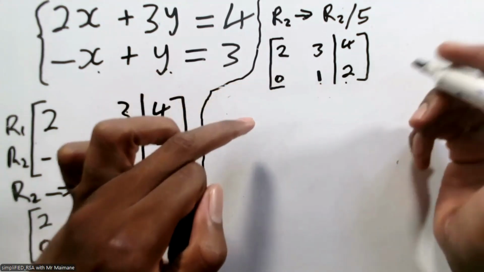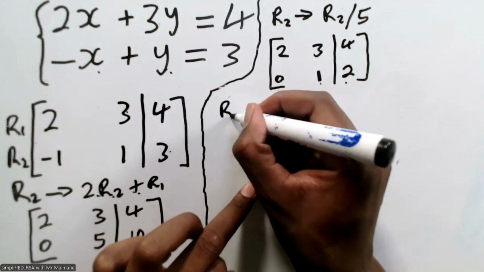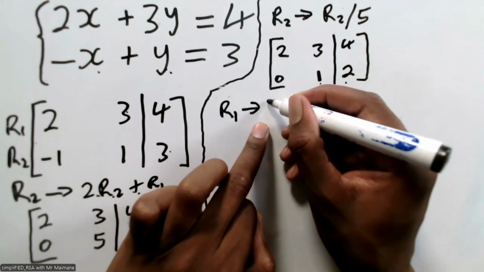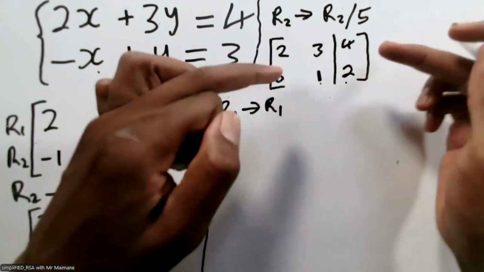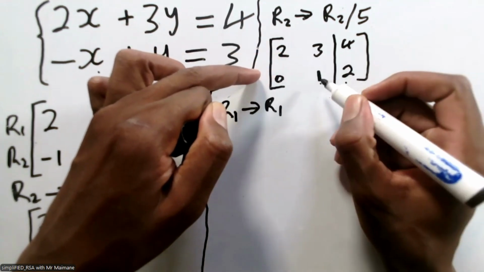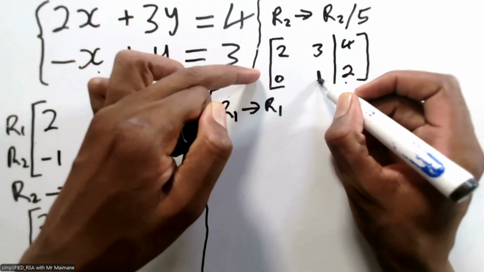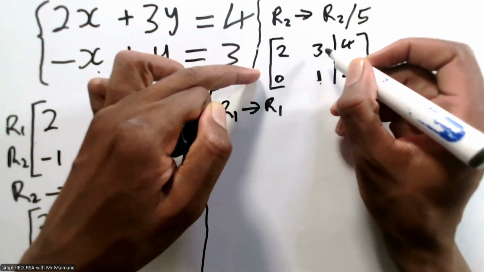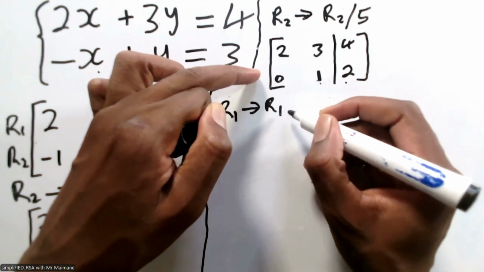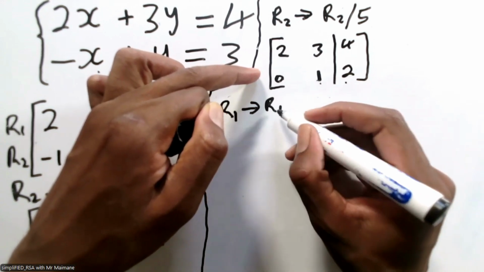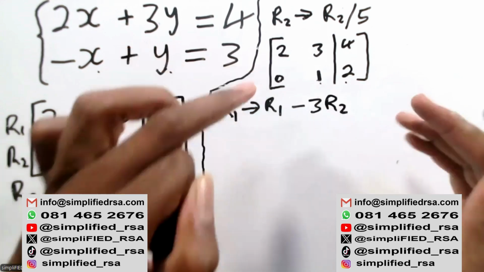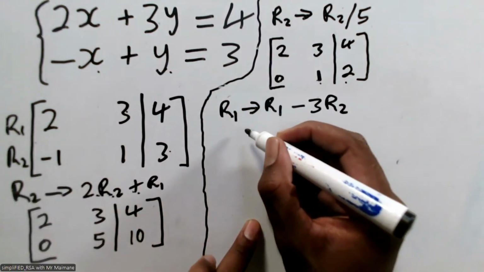To do that now, I would then say row 1 is now yield from row 1. I'm going to take the first row and I subtract, given that I manipulate the 1 to end up subtracting the 3, meaning I would have to multiply row 2 by 3. So look at it like this. Row 1 is going to be yield from row 1 minus 3 row 2. You will understand from the results.